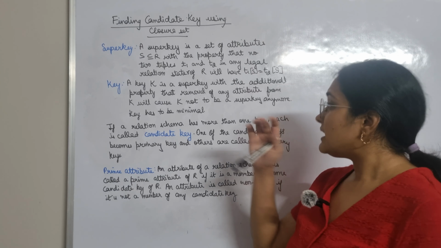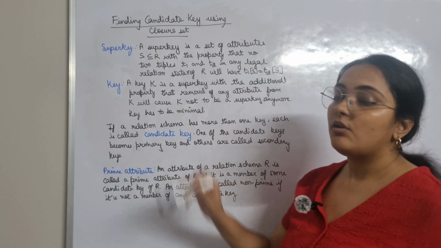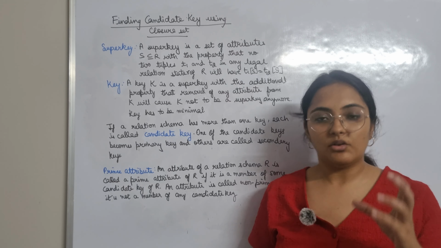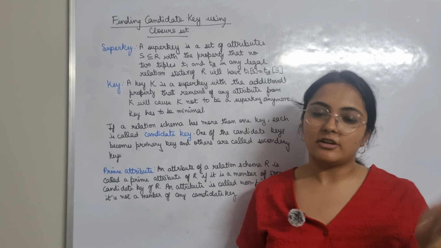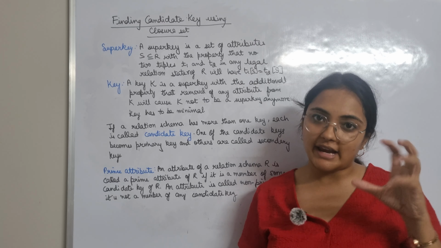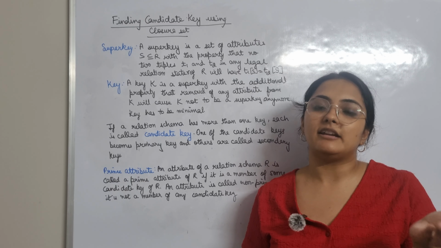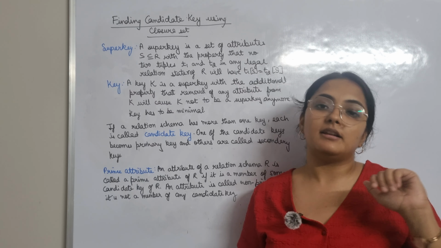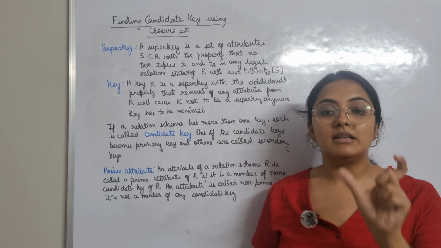Okay, now let's talk about key. What is the difference between super key and key? Now key is a minimal super key. So super key is a kind of superset of key, and key is something that is minimal. So you cannot remove any attribute from the key and expect that we will still be able to identify every tuple in a relation schema using the key. So key is a minimal super key.